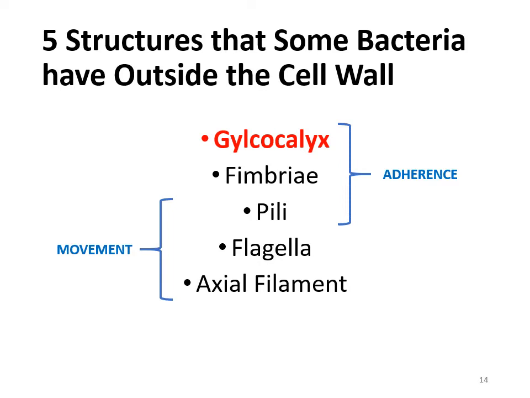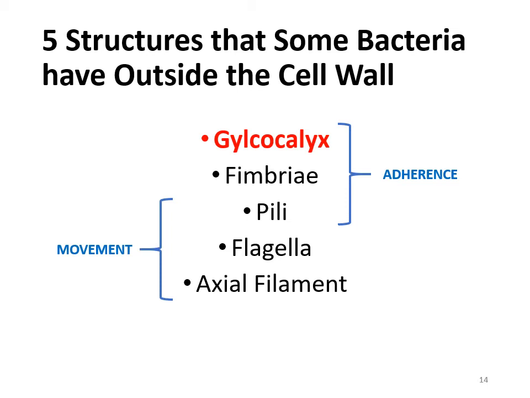Some cells also have fimbriae or pili, which both help with adherence. Fimbriae basically look like little hairs, and they will help the bacteria to stick to things. Pili can also be for adherence, but they're also for movement, specifically gene transfer. So during conjugation, which we'll talk about in a different lecture, which is basically cell sex, bacteria can use pili to transfer DNA from one bacteria to another.